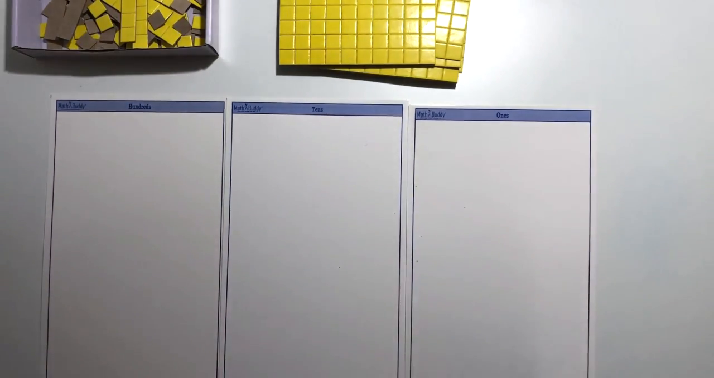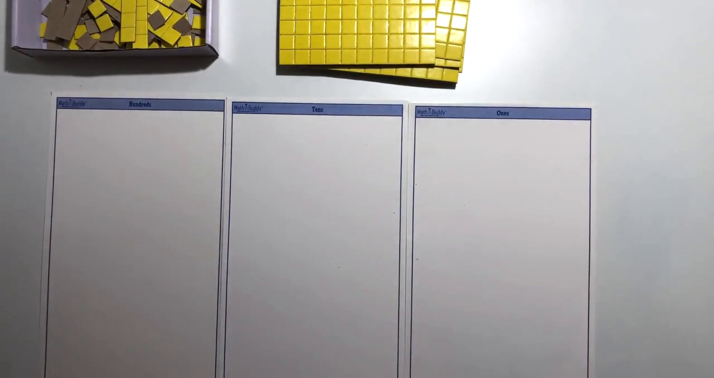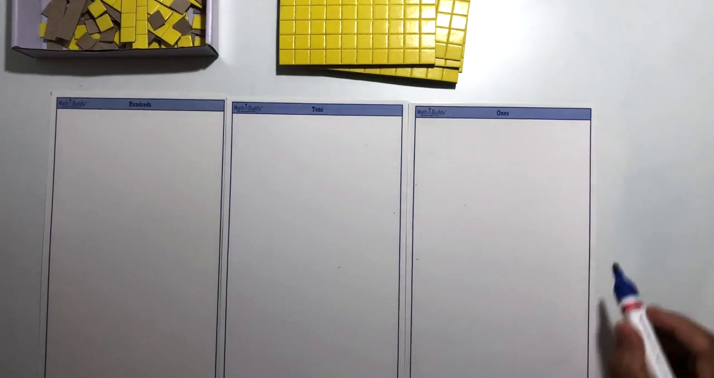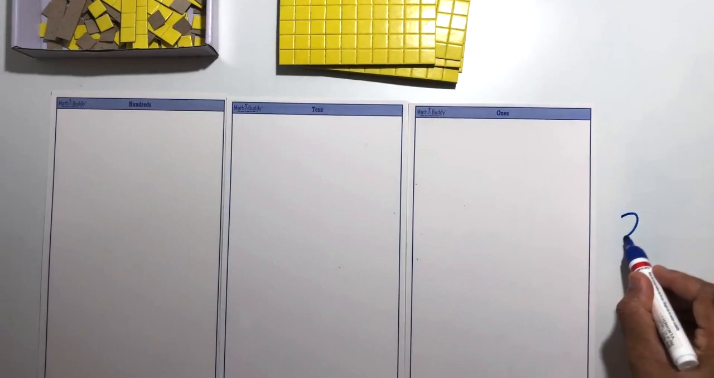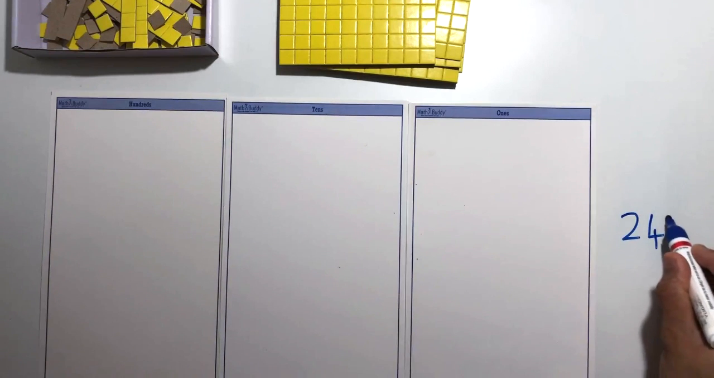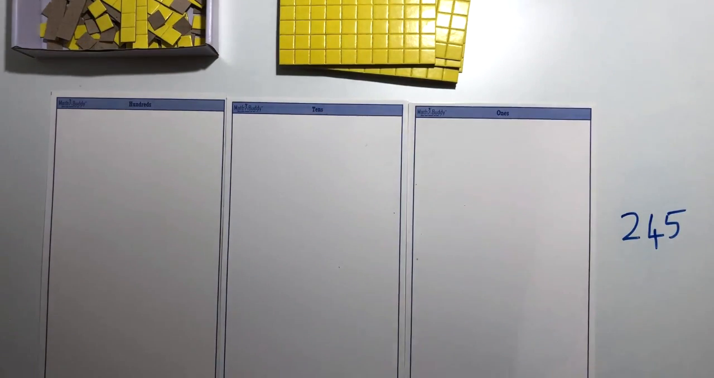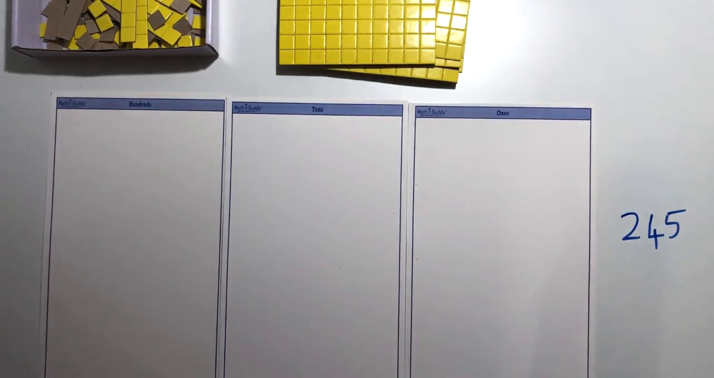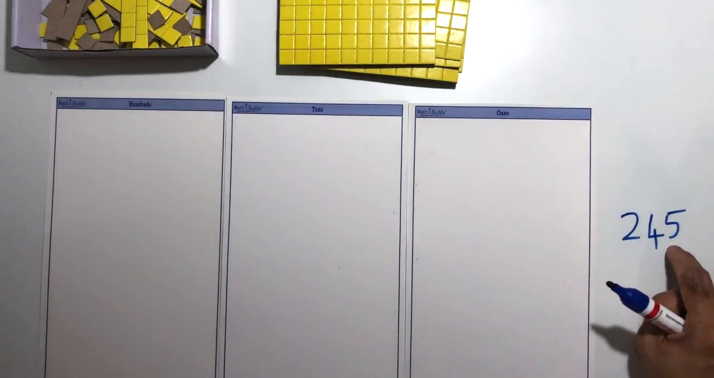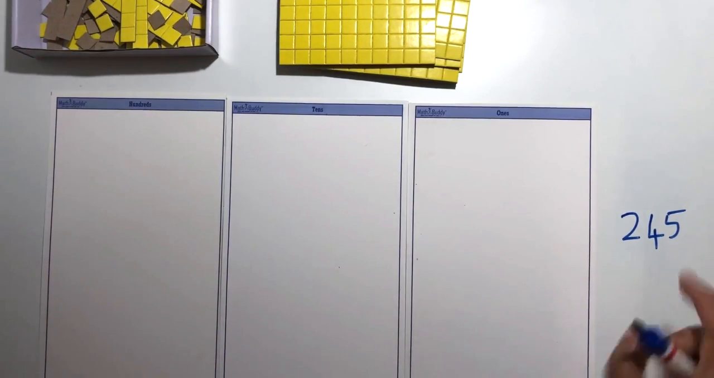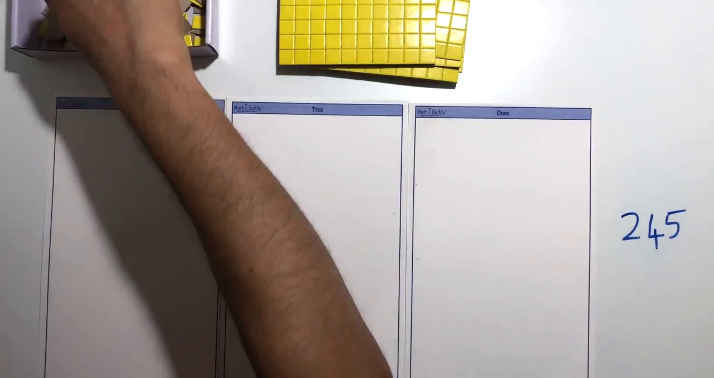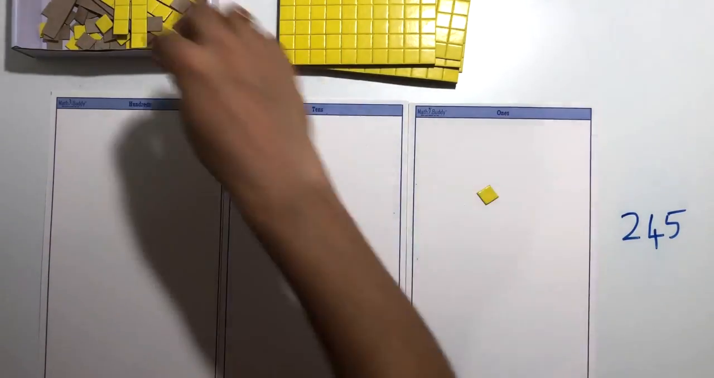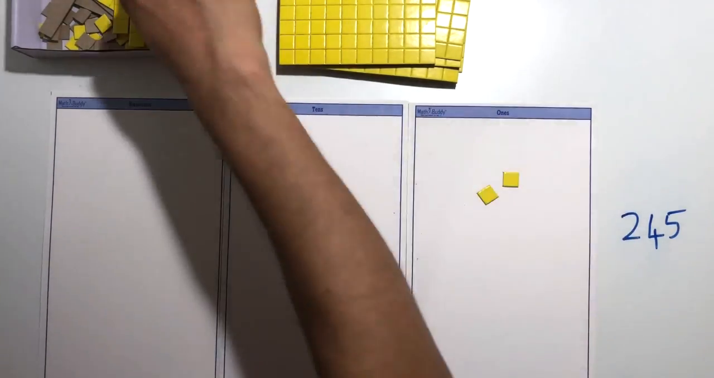So let's say we want to represent a number. What number shall we take? Let's say we want to represent the number 245. What place is the digit 5 in? 5 is in the ones place. So we need to represent 5 ones. So take the units and place 5 of them in the ones place.